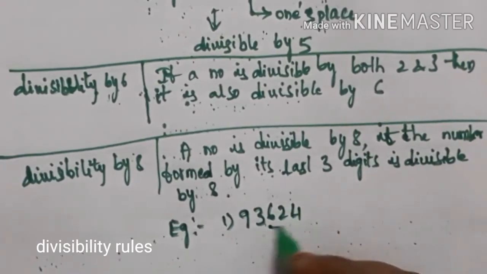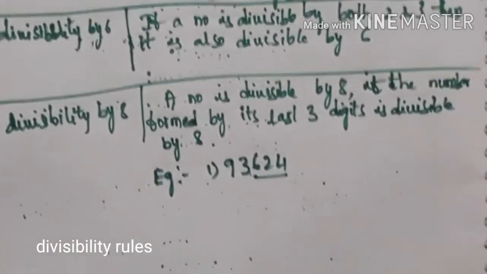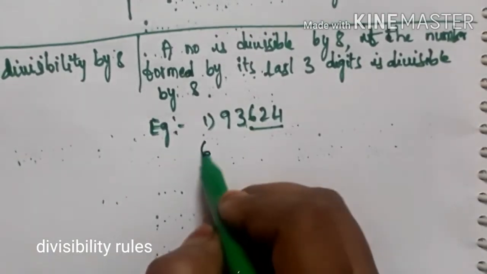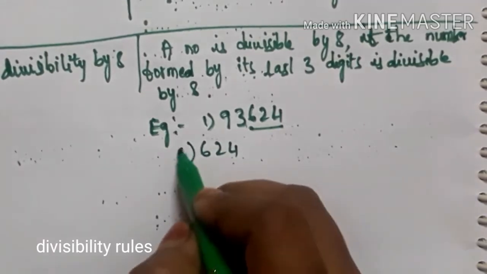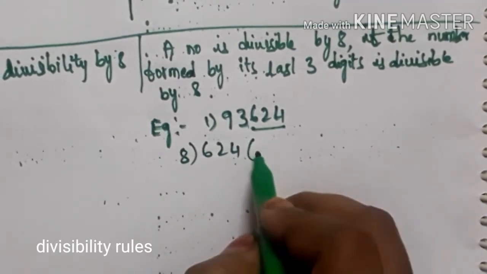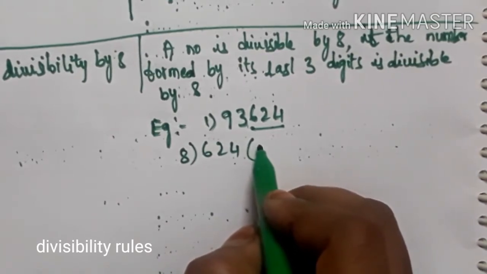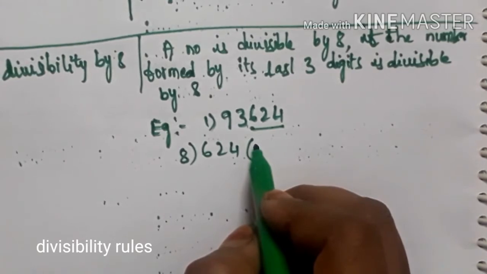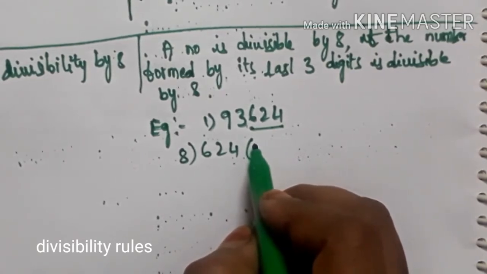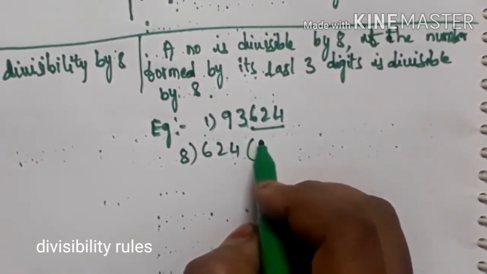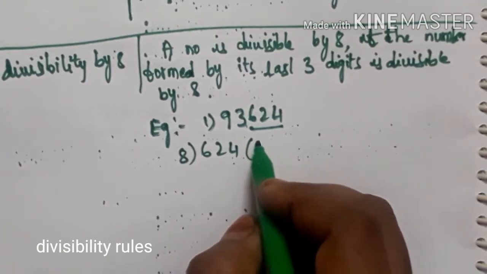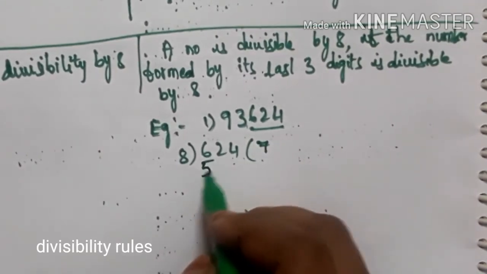93,624. In this number, last 3 digits are 624. So divide with 8. 8 1s are 8, 16, 3, 24, 8 7s are 56, 8 8s are 64. So you need to take 8 7s are 56.